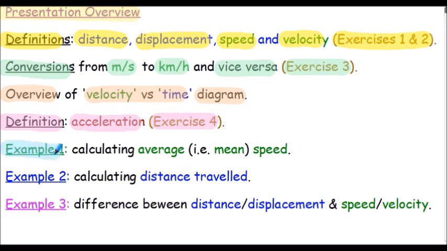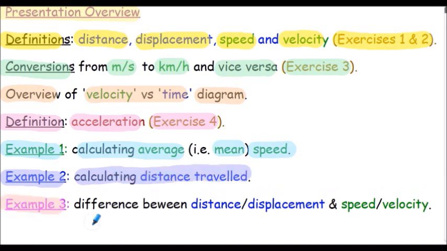Example 1 calculates the average or mean average speed for a given problem. Example 2 calculates the distance travelled for the given problem. And we use example 3 to specifically highlight the difference between the distance, the scalar property, displacement, the vector property, and again with speed, the scalar property, and velocity, the vector property. So we emphasise the difference between these various quantities within example 3.